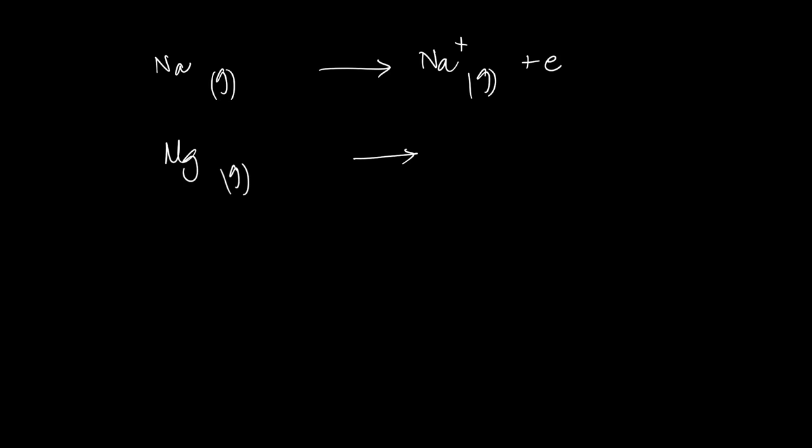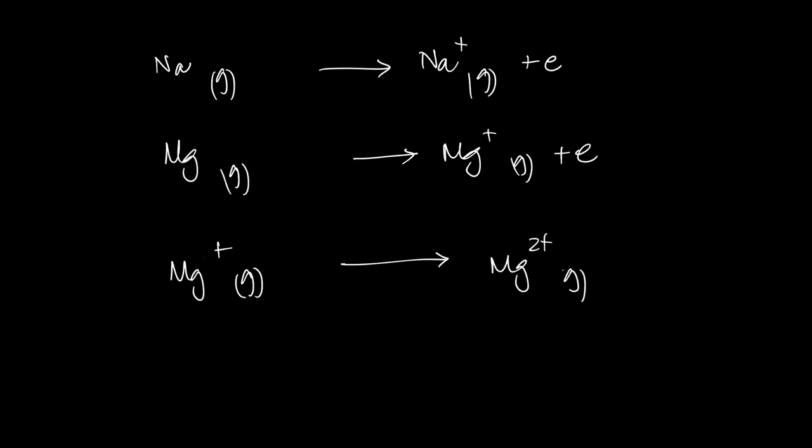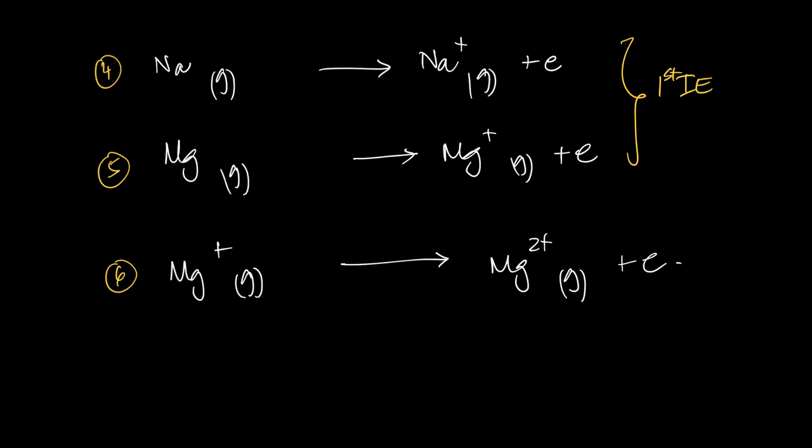That's one type of reaction that you might remember. Then another type of reaction, that's just a recap so that we are all comfortable with this, was sodium gas becoming sodium 1 plus gas. Magnesium gas becoming magnesium 1 plus gas. And also magnesium 1 plus gas becoming magnesium 2 plus. You've probably seen this reaction also. Now, if I were to label this as reaction number 4, 5, and 6, you could say that 4 and 5 are one type and 6 is another type. What would you label 4 and 5 as? Four and five are first ionization energies. And number 6 is the second ionization energy of magnesium.